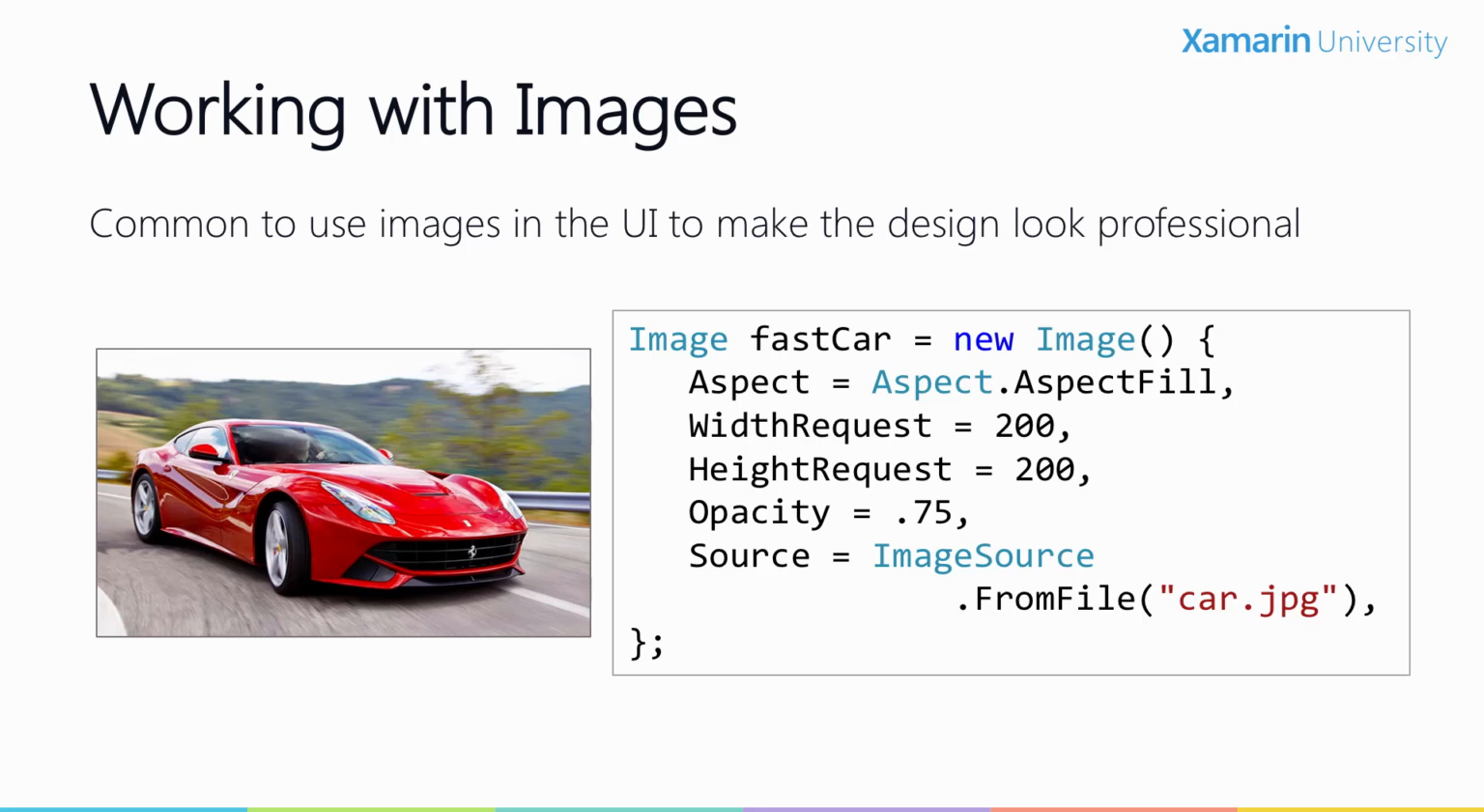Let's talk about them. The image control, just like the other controls in Xamarin.Forms, has a lot of properties which allow us to influence how the image will be rendered. I can of course specify a width and a height request. I can even set the opacity here. And our image control, our image view, it uses a source to specify where the image should be loaded from. Let's have a closer look at this.